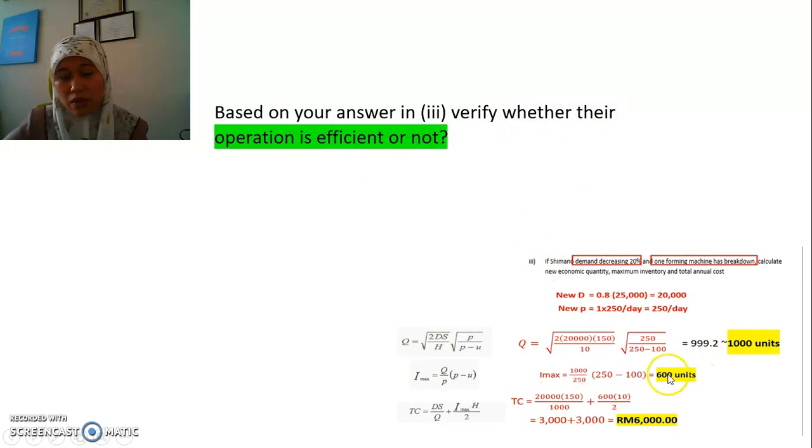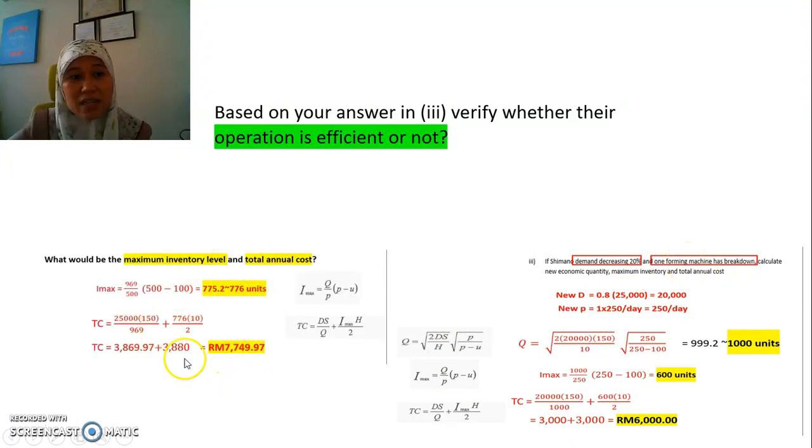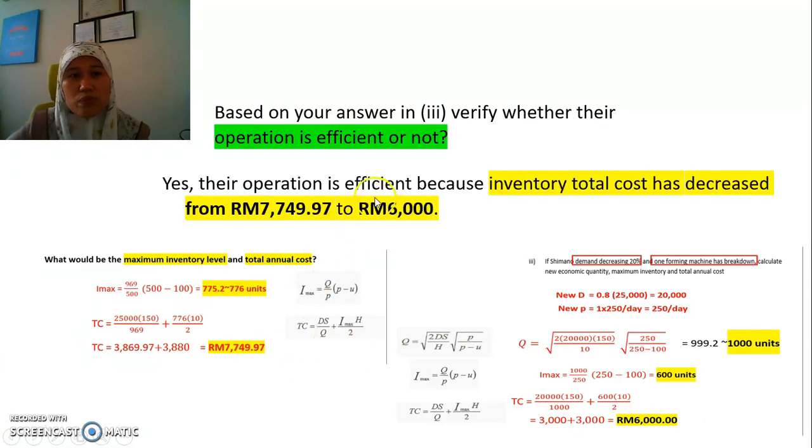Okay, this is the one when they have the change, the decreasing demand and other things, and the one machine left. And this is the earlier one that we calculated with 2 machines, and the annual demand is 25,000, so we get total cost of 7,749.97. So we have two values here. So when they ask us whether the operation is efficient or not, yes. Because why? Because the inventory cost has decreased from RM 7,749.97 to RM 6,000. Okay, so that's what they are looking for in this question.